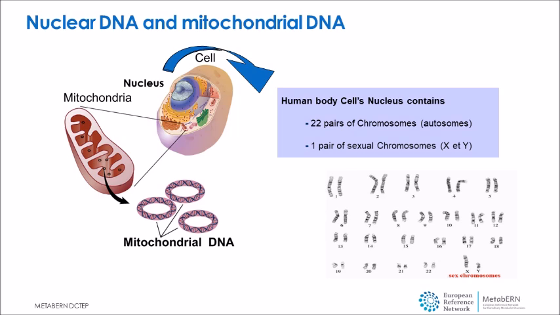Each cell, except sperm and eggs, contains 23 pairs of chromosomes: 22 autosomes numbered from 1 through 22, and one pair of sex chromosomes, XX in women or XY in males. Sperm and eggs contain half as much genetic material, that's to say only one copy of each chromosome. Mitochondria also have their own DNA, called mitochondrial DNA.